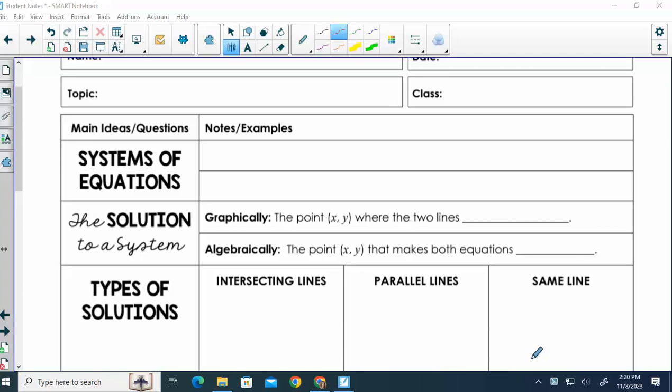The next unit that we are working on is systems of equations and inequalities. So we will be on this for pretty much the rest of the semester in this unit.